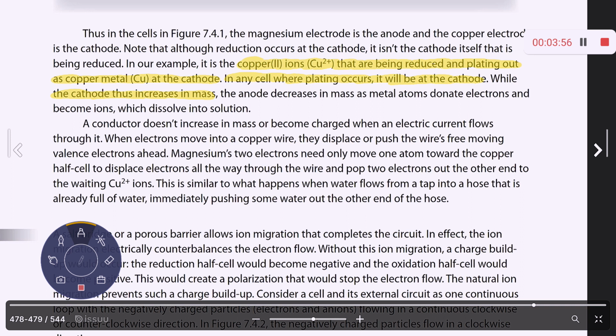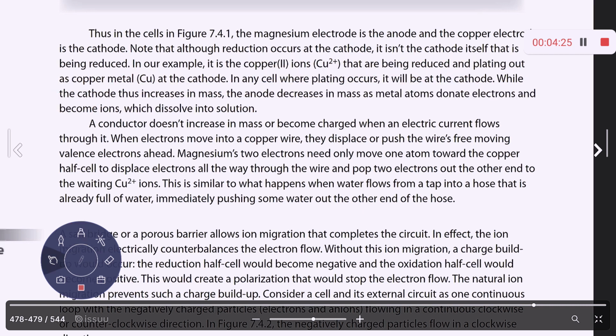That means that the other electrode, the anode, decreases in mass because the metal atoms are giving electrons away, which makes them turn into ions. So now those ions are filling the solution and we're losing mass. Okay? All right. I think that's all I need to highlight there. Let's take a look at the salt bridge.